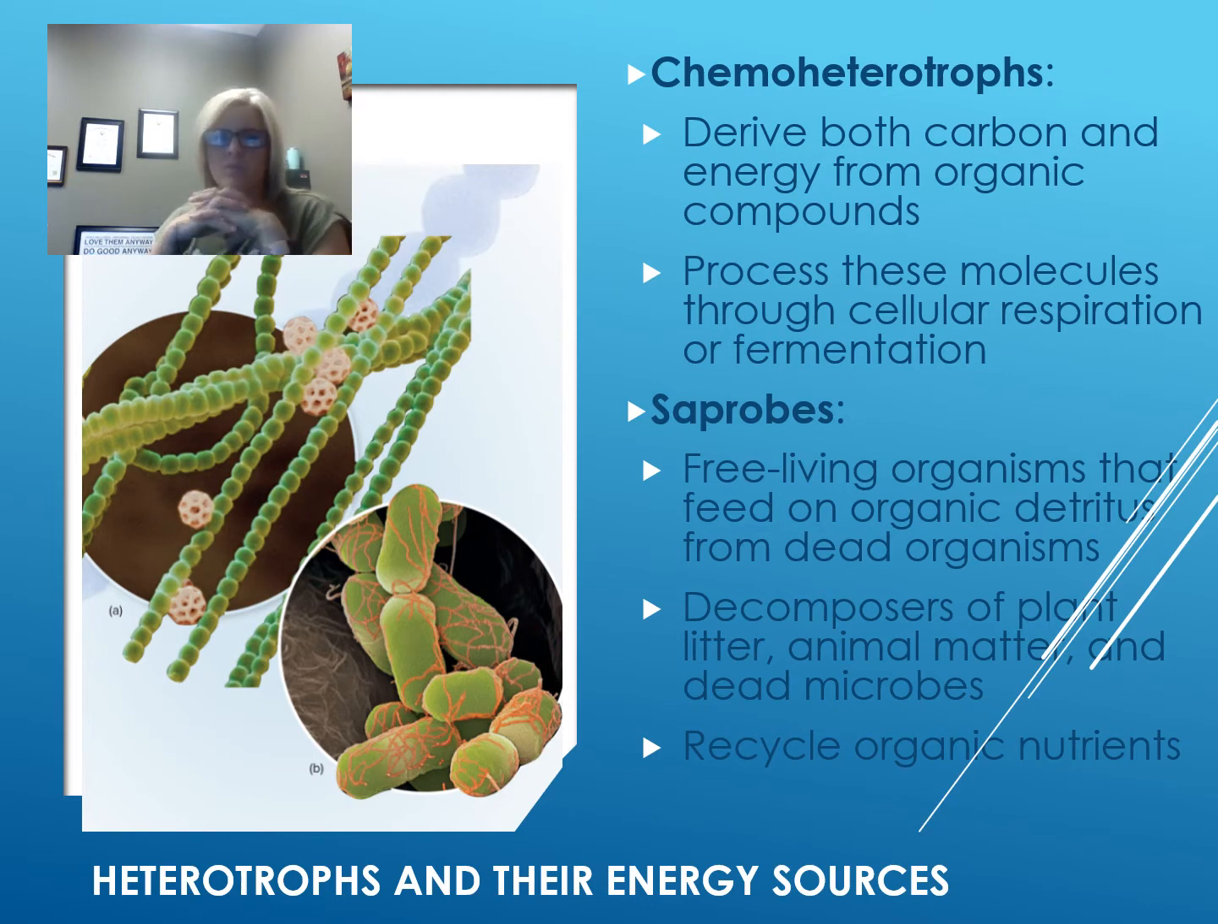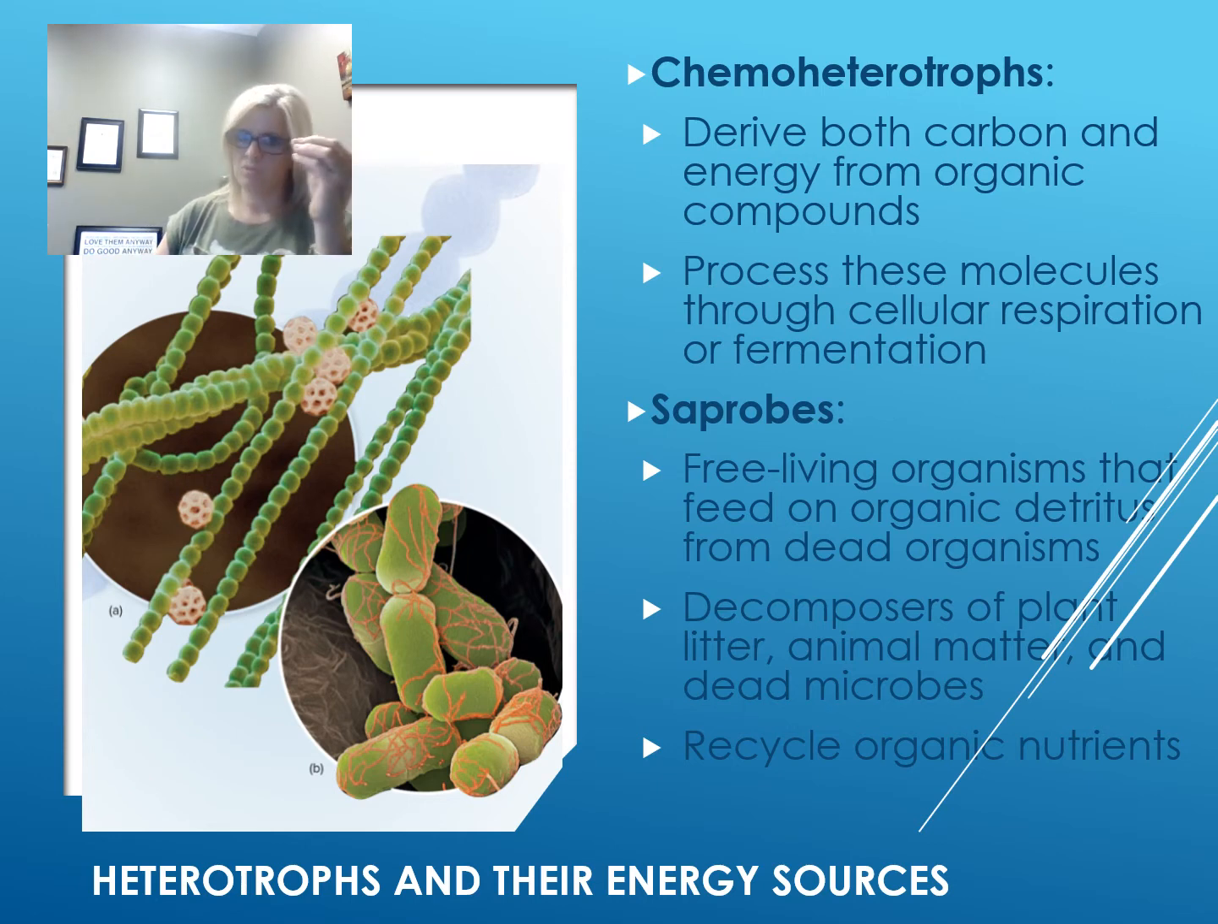Most heterotrophs are going to fall under chemoheterotroph. So they're going to get both carbon and energy from an organic compound. So we have two main categories, okay: saprobes, which are going to feed on organic detritus, which is waste material from dead organisms, and then we also have parasites that need living cells or tissues. So here on this slide, we'll look at saprobes. These guys are important environmentally. They're decomposers and recyclers of plant litter, animal matter, etc.